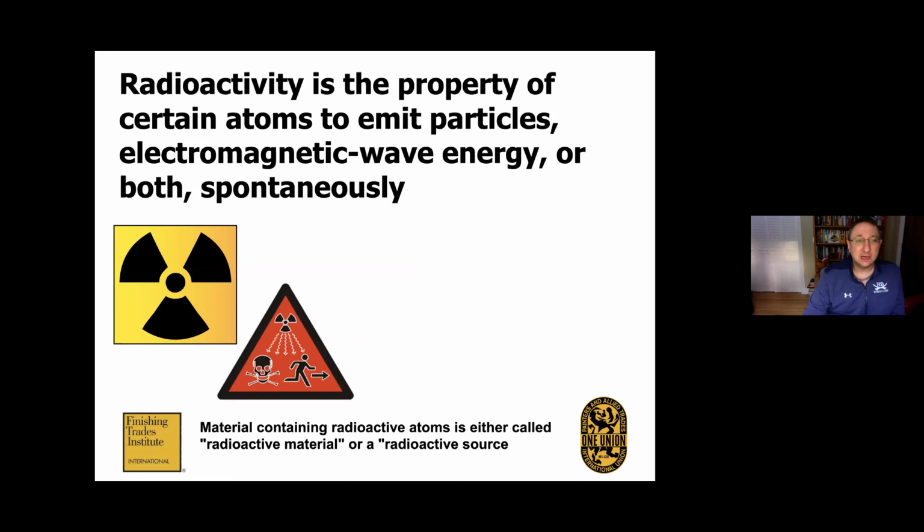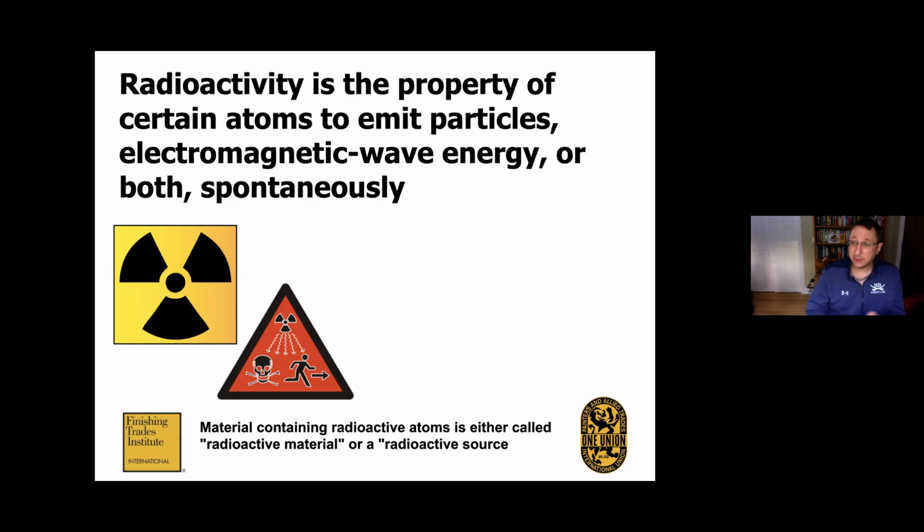Okay. Radiation is the property of certain atoms to emit particles, electromagnetic wave energy, or both simultaneously. You might have heard the term photon, sometimes called photon radiation. It's basically an electromagnetic wave and particles working together to produce this energy. Energy in motion is another way that we describe radiation.